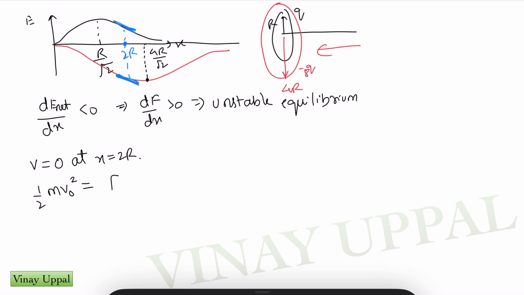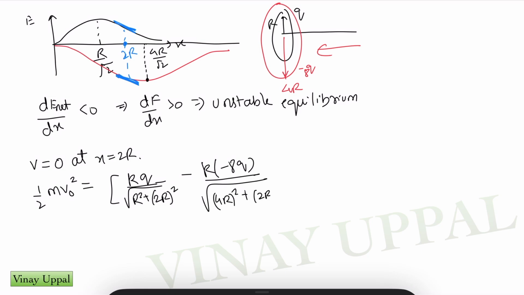So what is the potential due to the first ring? Kq divided by root of r square plus x square, x is 2r. And what about the potential due to the outer ring? That will be k times minus 8q divided by root of 4r the whole square plus r square, times minus q. So this is the potential due to both the rings at x equal to 2r times minus q. I've just used the formula for the potential of a ring that we saw earlier. Oh, there should be a positive sign here. I've already included the negative sign in the charge of the negatively charged ring here.